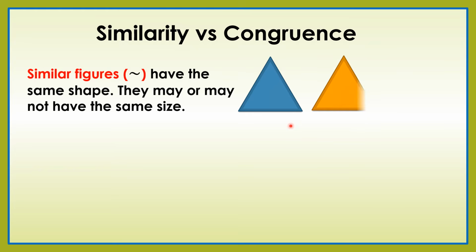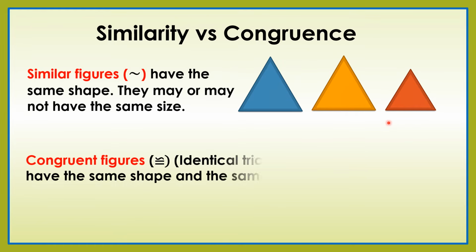So example nito, yung dalawang figures natin dito ay pareho ng shape, pareho din ng size. Therefore, they are similar figures. Let's have here another triangle, mas maliit kesa dito sa dalawa. So, ito ay similar figures pa rin. Sabi nga ay kahit magkaiba sila ng size, basta magkapareho sila ng shape, similar figures sila.